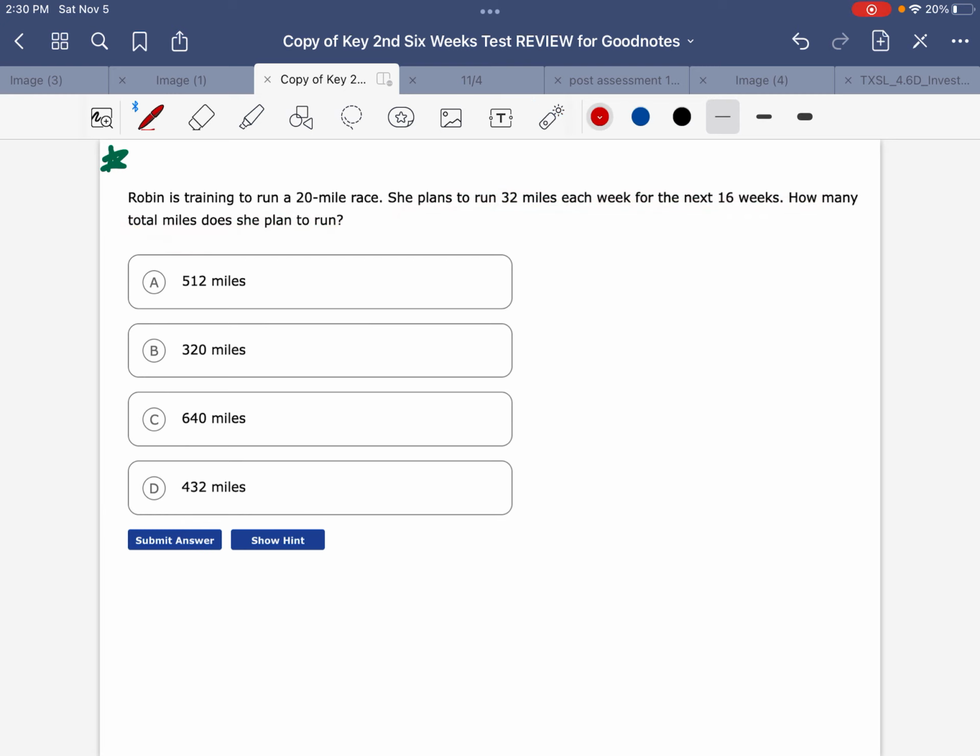Okay, so I'm going to do my cubes, circle my important numbers. I have 20 mile, 32 miles. I'm going to highlight my question. How many total miles does she plan to run? Box in my keywords.